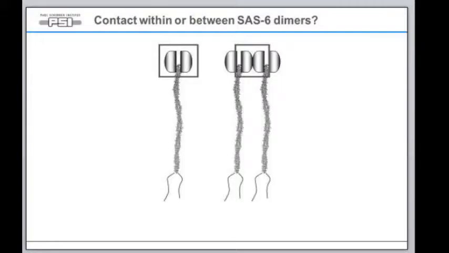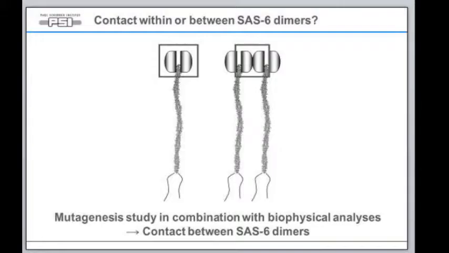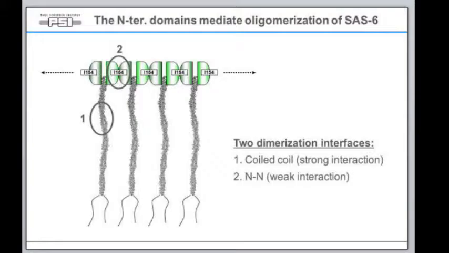Now the question: this dimer, is it the dimer within the SAS-6 coiled-coil mediated dimer, or is this a dimer that could mediate dimer-of-dimer formation? And we did mutagenesis studies in combination with biophysical analysis, and we found that this dimer actually corresponds to contacts between SAS-6 dimers. So what we have here is two dimerization interfaces: one strong one mediated by the coiled-coil domain, and a weaker one, based on biophysical experiments, mediated by this isoleucine 154 that mediates head-head interaction of SAS-6. And by doing so, we could expect that this dimeric SAS-6 can form higher-order oligomers.